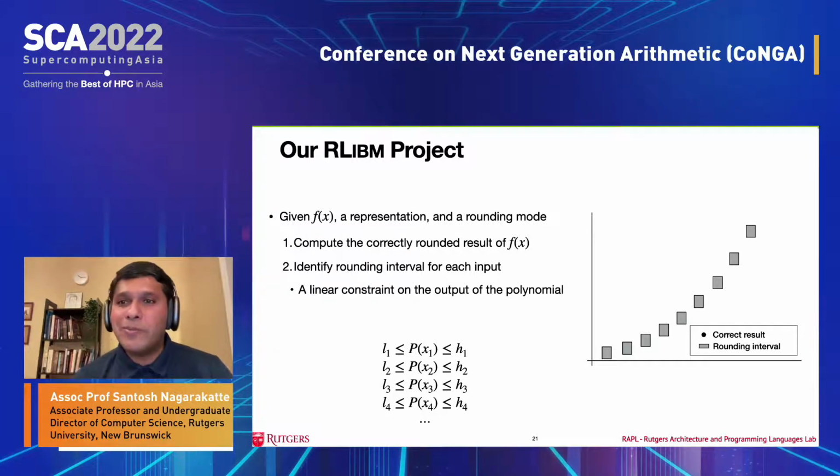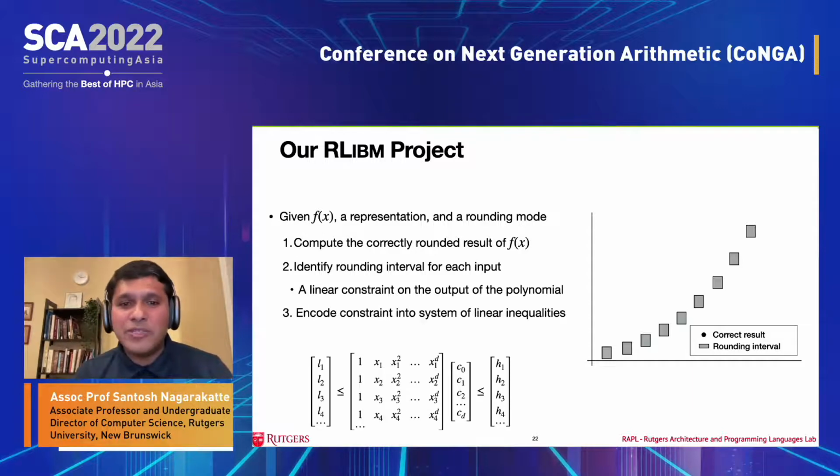We are trying to solve for a polynomial. So what is a polynomial? It's C0 plus C1x plus C2x squared. Then what are x's? X's are input points. So what we are looking for is to find the coefficients C0, C1, C2, up to CD, where D is the degree of the polynomial.